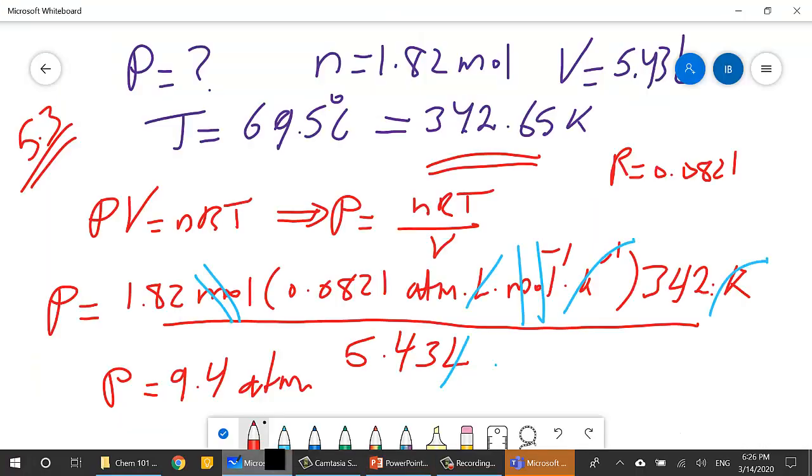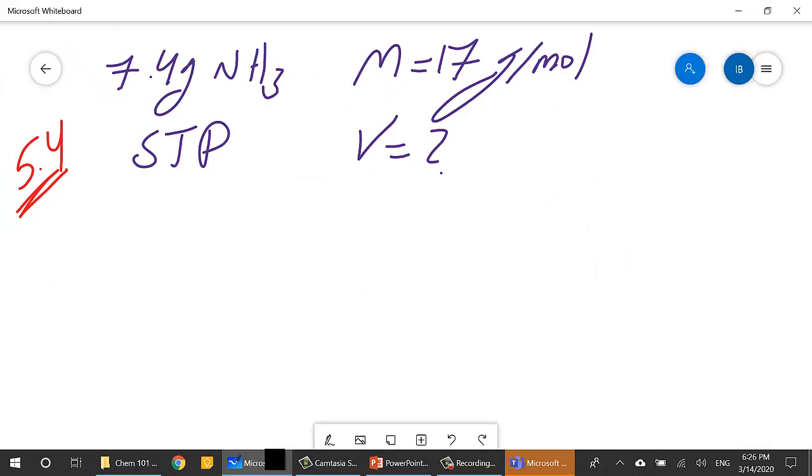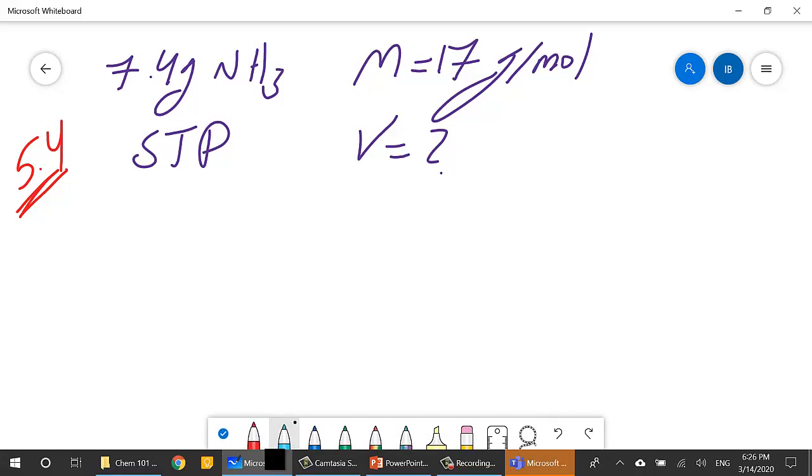So I have organized my solution here. So question 5.4, we have 7.4 grams of ammonia. The molar mass of ammonia, this is something you have to calculate. The molar mass is 17 grams per mole. And we have STP. So you need to know that STP means 1 atmosphere and 0 Celsius. Okay? And we need the volume.